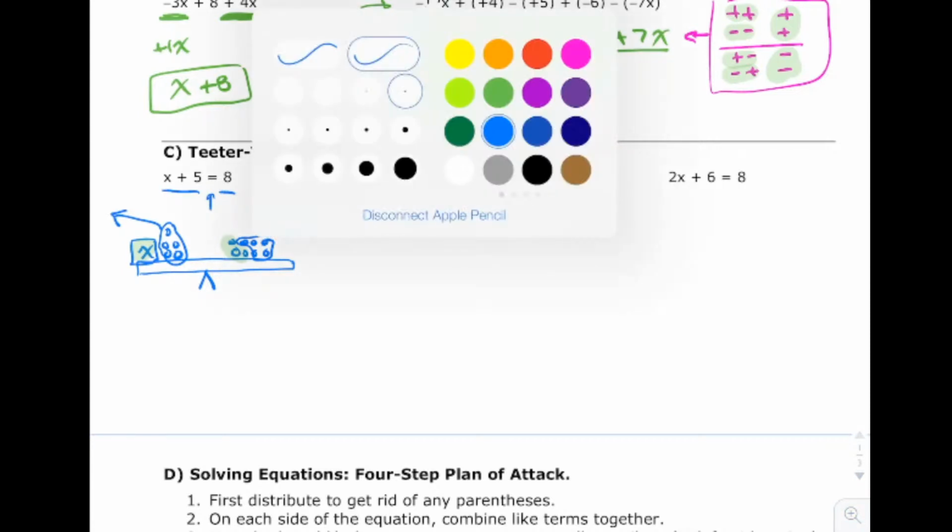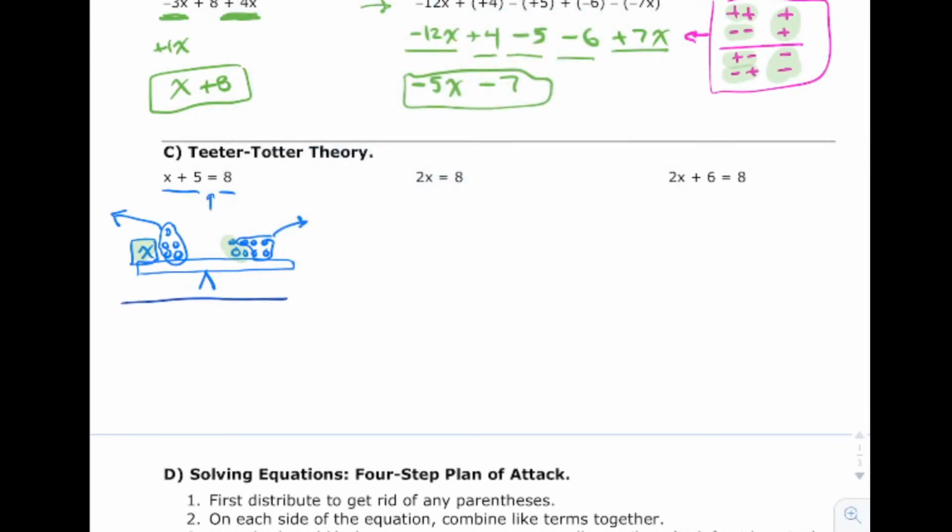Now the math move that we usually use is we go like this. You got x plus 5 equals 8. Think of this as the fulcrum or whatever you call that. And you say, here's my x. That's my prize. That's what I want to solve for. I don't want 5 added on. So I'm going to subtract 5 on both sides of my equation.